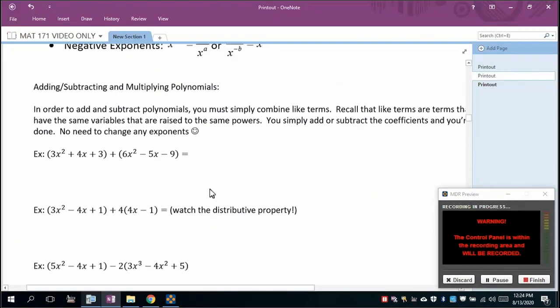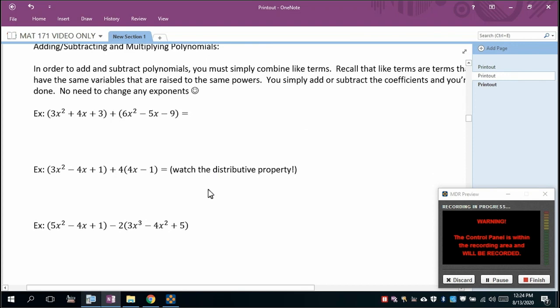So, adding and subtracting and multiplying polynomials, you've got to combine like terms. So, if you notice, 3x squared and 6x squared, they're like terms. They have to have the same variable with the same power. So that is going to give you 9x to the second. Now, for the next part, you have positive 4x and negative 5x, so that would be negative 1x or minus 1x. And then 3 and negative 9, so minus 6. That's it.